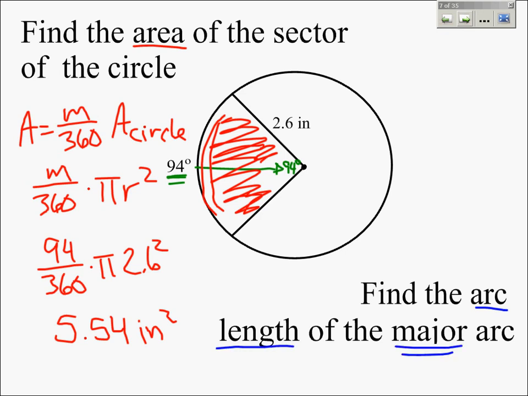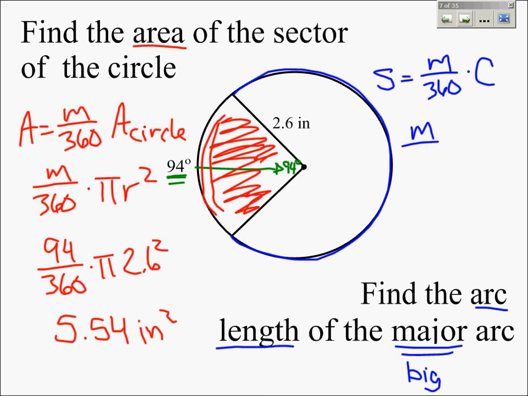And this time we want to find the major. So that means we need to find the big one. Okay? The big arc ends up being out here. Our formula for arc length is the measure over 360 times the circumference. Change that C to the formula for circumference, 2 pi r.